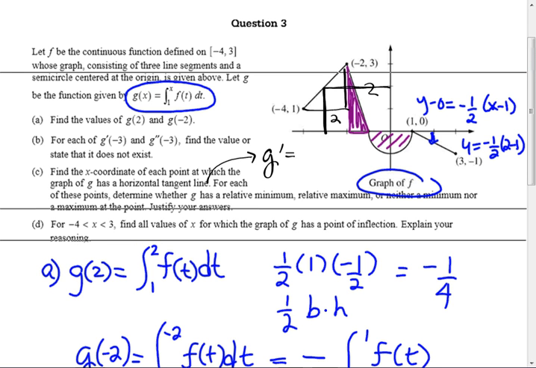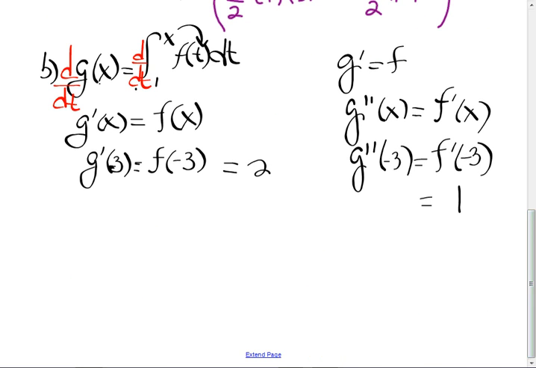No. What's true about the slope at horizontal tangents? It's 0. Here's your horizontal tangent. The slope is 0. And then it says for each of these points, determine whether G has a minimum, maximum, or neither. So first, let's find where G prime is 0. So this is C. I'm going to write that down.